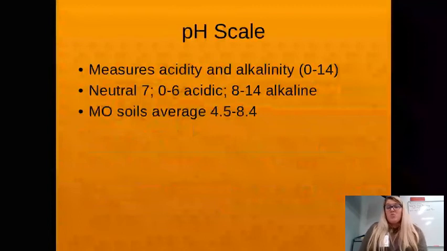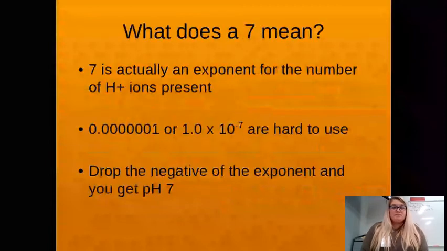Alkaline is a more specific term for a product that is basic, like we used to think of acids and bases. Well, they're alkaline. Missouri soils range anywhere from 4.5 to 8.4. However, a lot of our soils are running in the 6.2 to 6.5 range, so you're on the slightly acidic side.